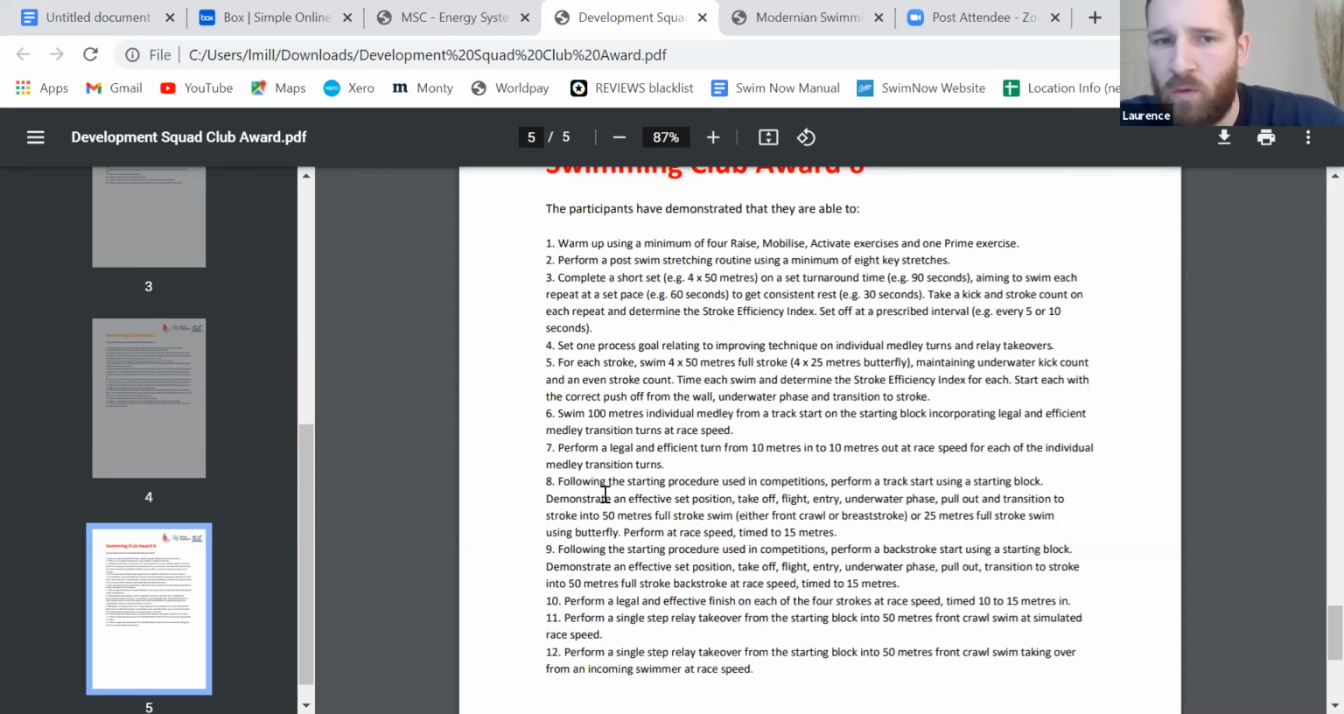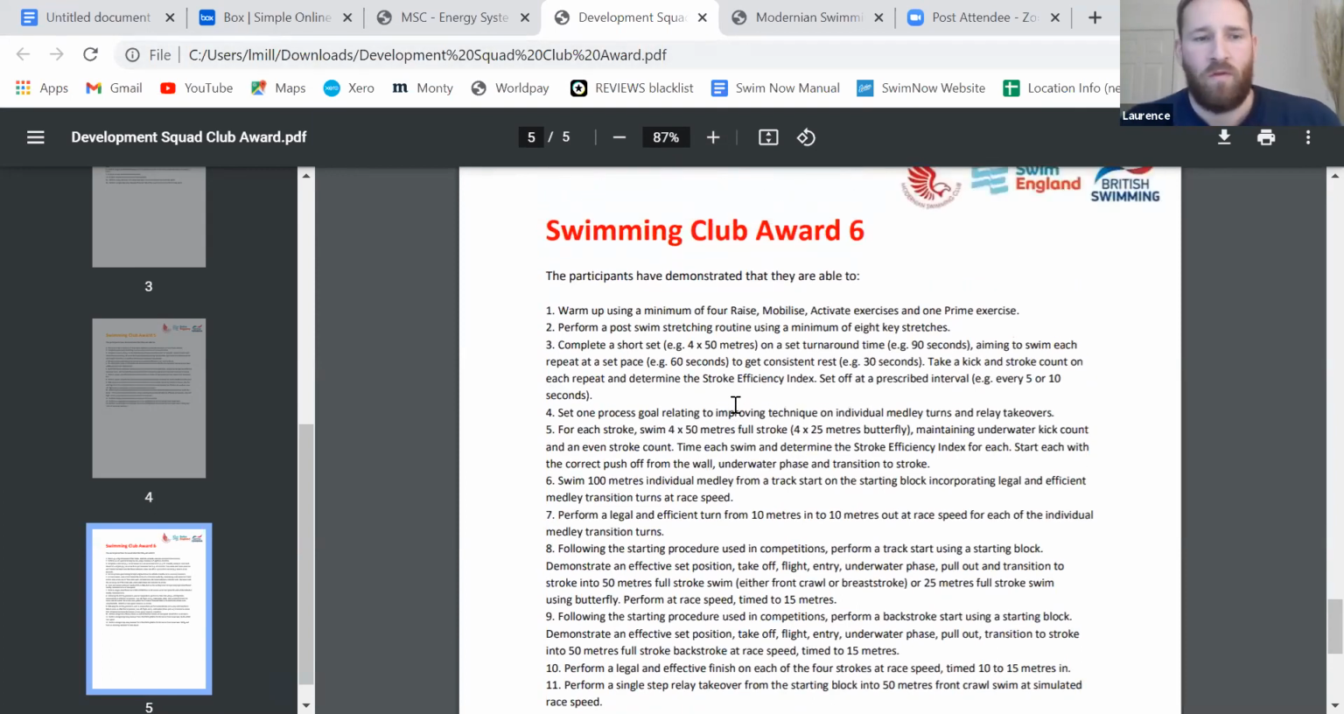You know, this final one, warm up using a minimum of 4 from raise, mobilize, activate and prime. So just understanding a basic warm up, understanding a basic cool down. I'll also add things in there when we're at a competition, understanding the process of coming to see the coach before the race, coming to see the coach after the race, basically just as early as possible, trying to get the basics across. That way, when they come to me at 14 into the senior group, my job's easy. I don't have to iron out any of these problems.